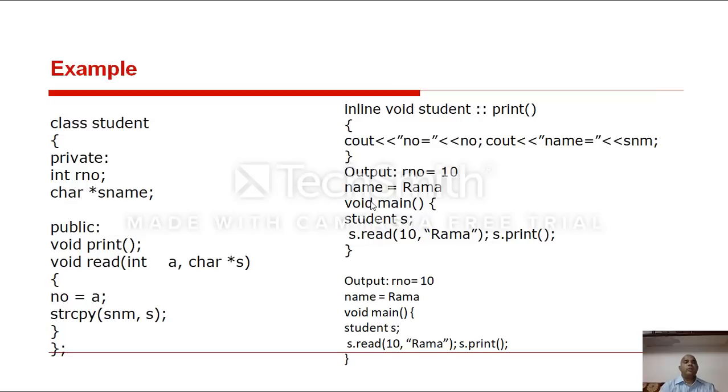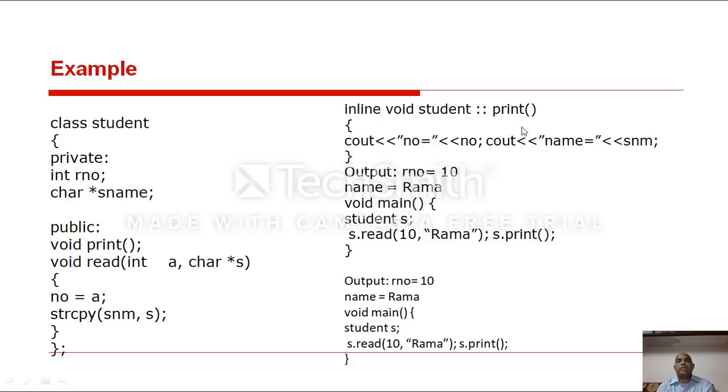Class student, private: roll number, and student name, where student name is a pointer variable. Public: void print, void read with integer a and character pointer s. This is a string variable. Number equal to a, then strcpy student name, s. Close the class. Then come here: inline void student print.